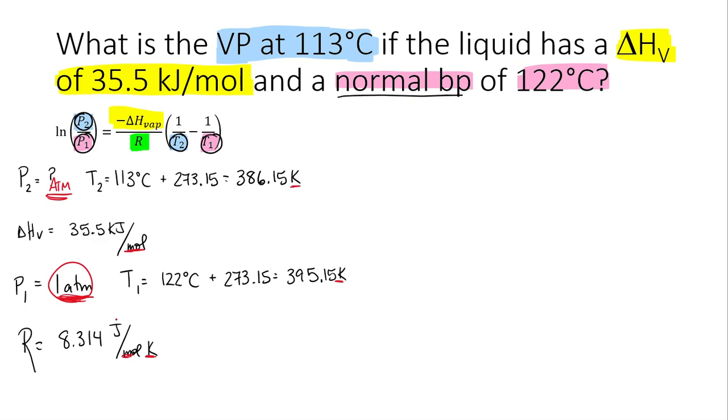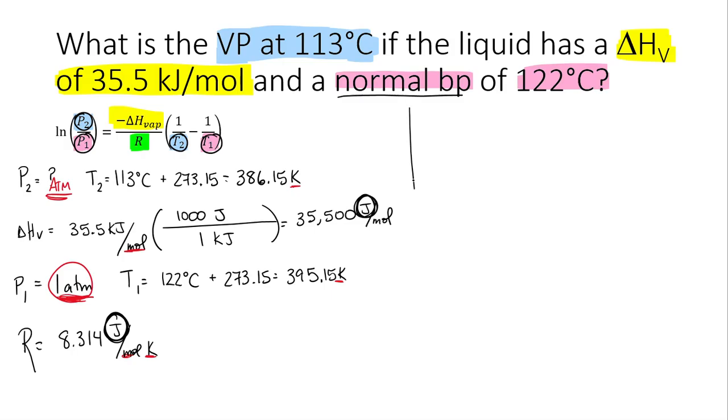Joules and kilojoules do not match. We have to convert. Every 1 kilojoule is 1,000 joules. Don't forget this. This is definitely a place where I get people who forget and who do it in their head and get the wrong answer. You multiply. This is 35,500 joules per mole. Now, all of my units match and make sense. Joules to joules.